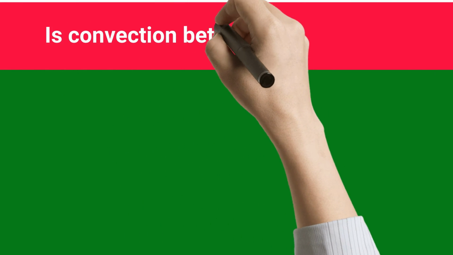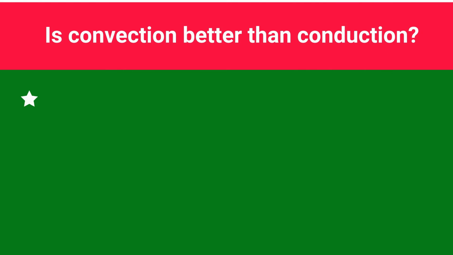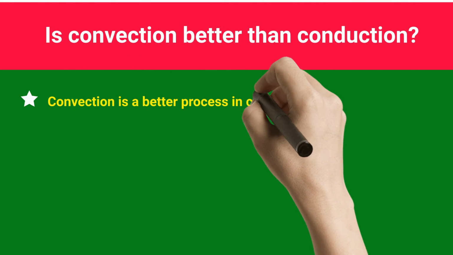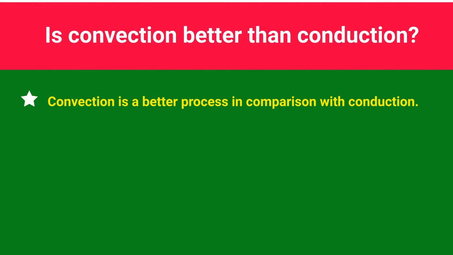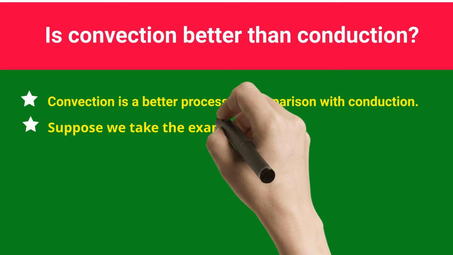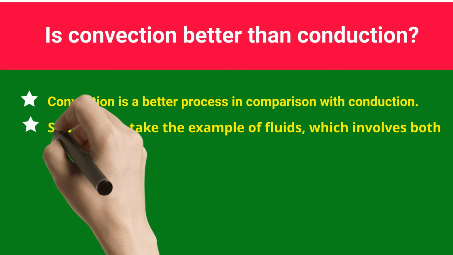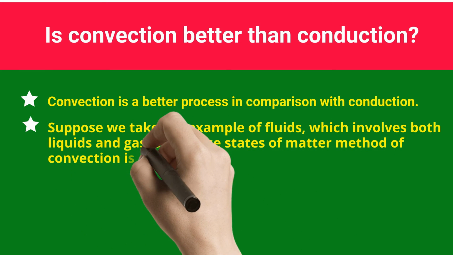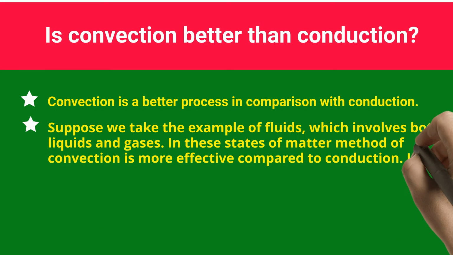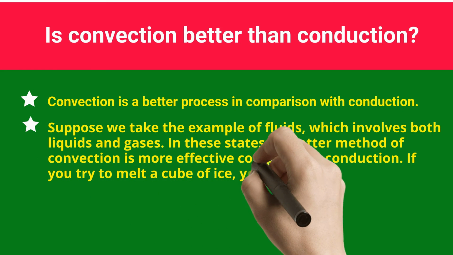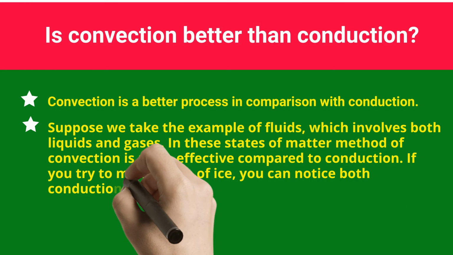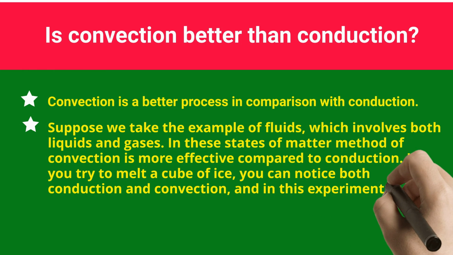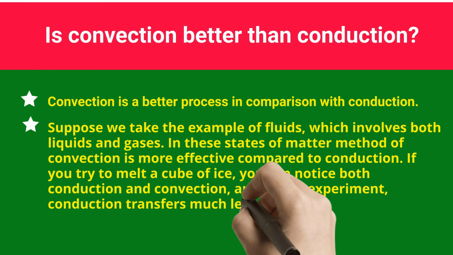Is convection better than conduction? Convection is a better process in comparison with conduction. Suppose we take the example of fluids, which involves both liquids and gases. In these states of matter, the method of convection is more effective compared to conduction. If you try to melt a cube of ice, you can notice both conduction and convection, and in this experiment, conduction transfers much less heat than the convection mode.